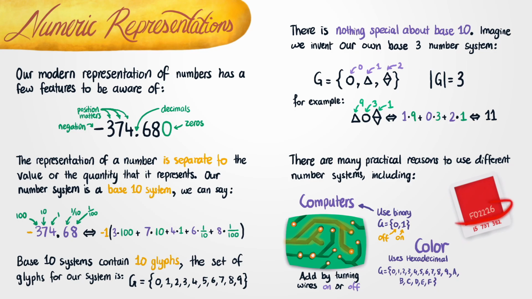Now, this color over here is represented by this hex number, F02226, and that's the same thing as 15,737,382. And then this color over here is represented by the hex D37900. That's actually different to this color over here, so the number is also different. And then this number over here is the same thing as 13,859,072.